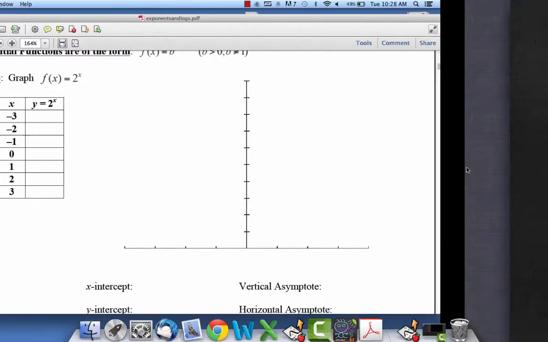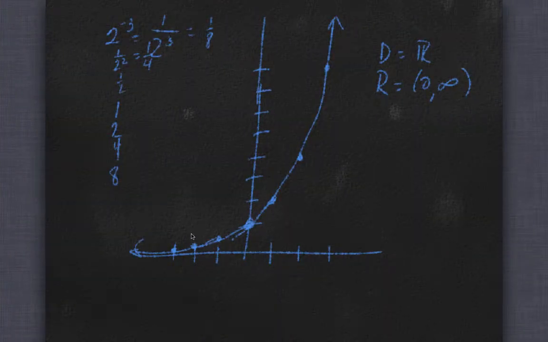Vertical asymptote does not exist. This looks like it may be, but remember our domain is all real numbers. This actually does keep going to the right forever. It just goes up faster than it goes to the right, but it doesn't approach an asymptote. There is a horizontal asymptote. The horizontal asymptote is at 0, and it only approaches it on one side.